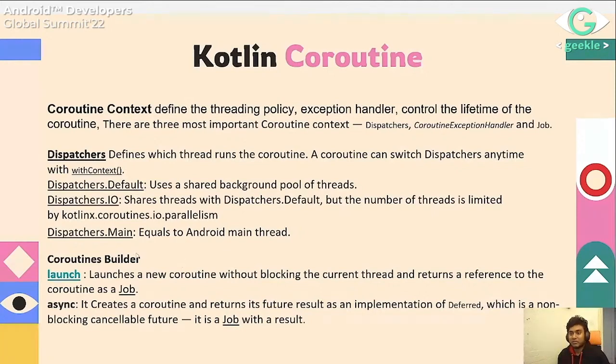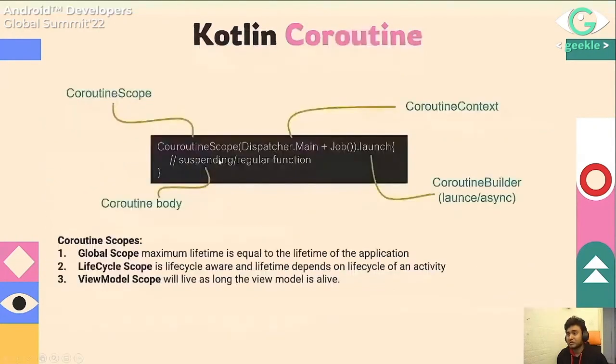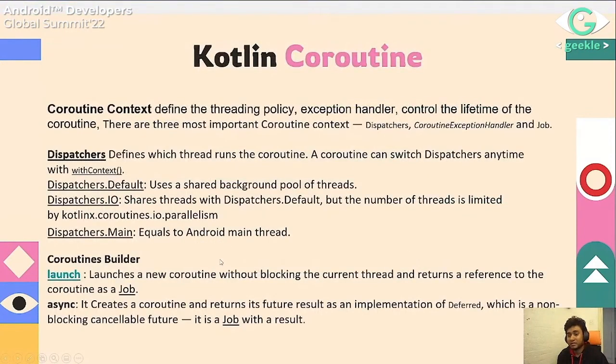Now coroutine builders. There are two main coroutine builders, launch and async. As we saw, we can launch a coroutine. So this is called a coroutine builder. It launches a new coroutine without blocking the current thread and returns the reference to the coroutine as a job. And we can also use async instead of launch. Async creates the coroutine and returns its future result as an implementation of Deferred, which is a non-blocking and cancelable future.